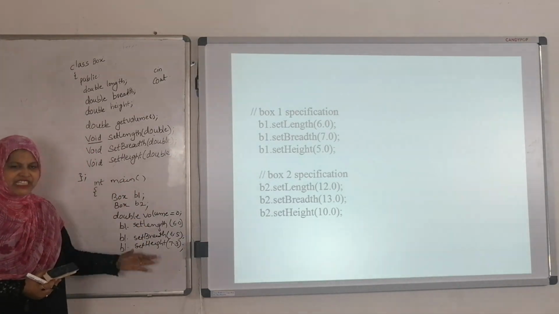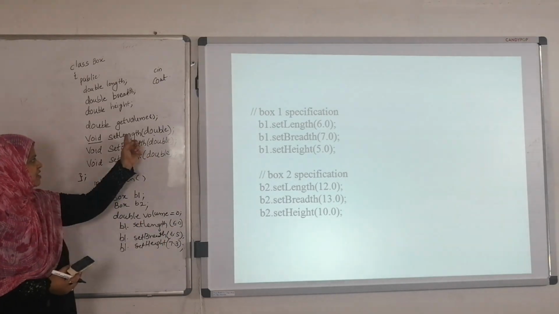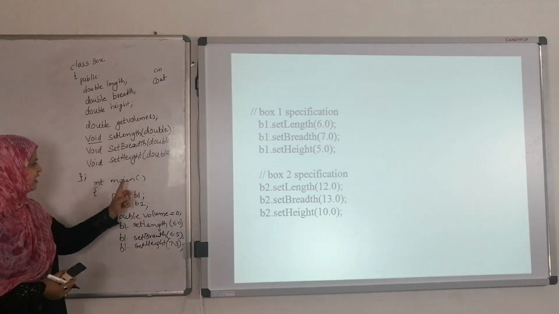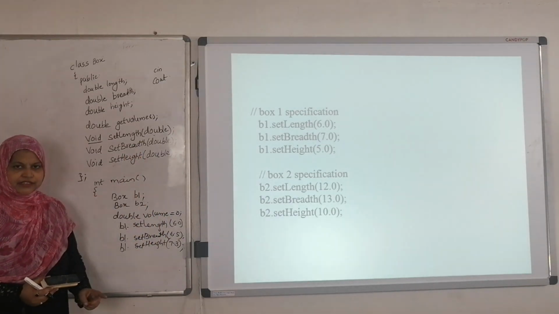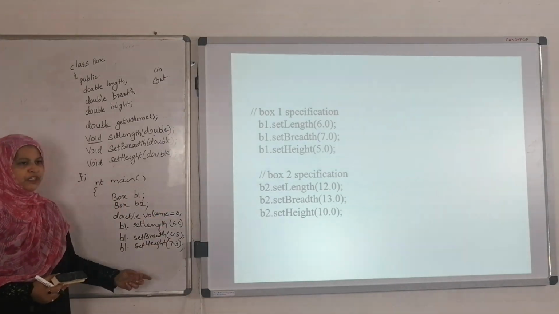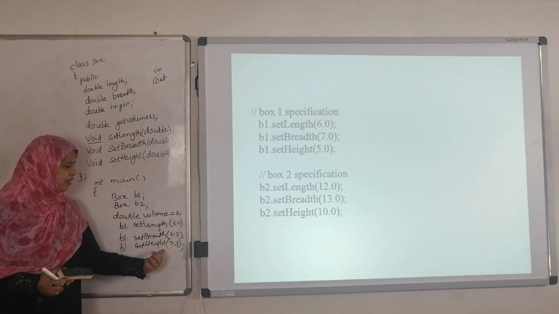Here we are passing the value 6. What is the value of length now? 6.0. What is the value of breadth? 6.5. What is the value of height? 7.3. One object is created, and we are assigning the values to that particular object.